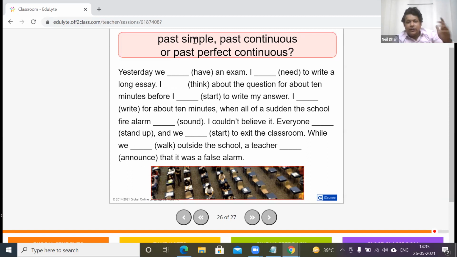Again, past simple is something which has already happened. Past continuous is something like yesterday, we had an exam. Now, an exam we know is continuous, but we don't have a duration. We know that to write a long essay takes time, but we don't have an exact time. So we use past continuous. Past perfect continuous is when it happened in the past, it is continuous, and we also know the duration. How long was the duration? In this case, a longer duration.